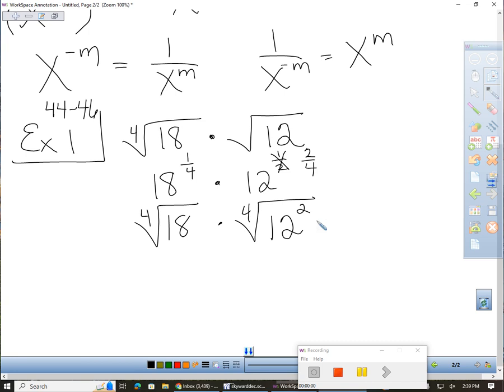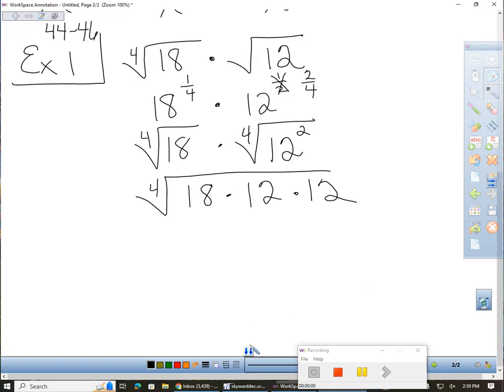So now if I'm multiplying 2 radicals together that are the same dimension, we multiply our outsides and we multiply our insides, right? So we have the 4th root. Now, if I multiply that together, it's going to be a huge number. So this is how I'm going to write it. I'm going to say I have 18 times 12 times 12. Because what do I have to do with these to simplify it? Exactly. So if I'm going to break them down anyway, right.